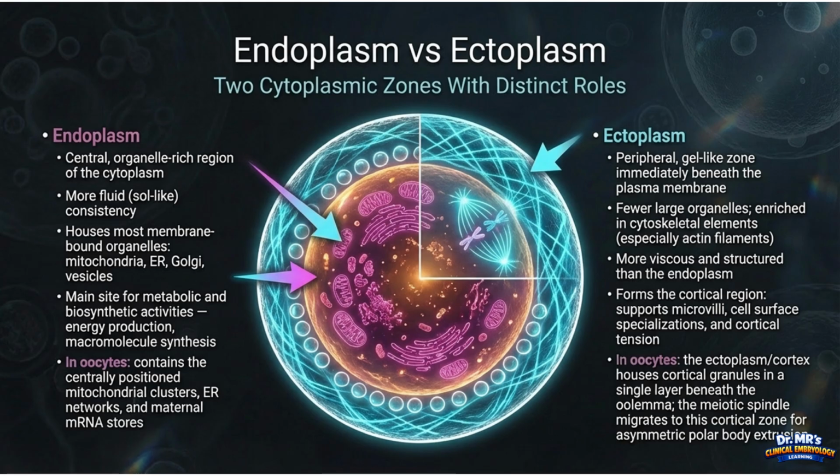In the oocyte specifically, the endoplasm contains the centrally positioned mitochondrial clusters, the elaborate endoplasmic reticulum networks critical for calcium signaling at fertilization, and the maternal messenger ribonucleic acid stores that will drive all preimplantation development.